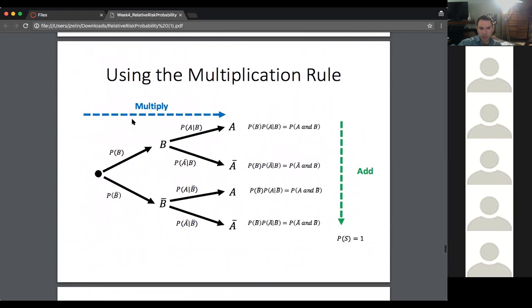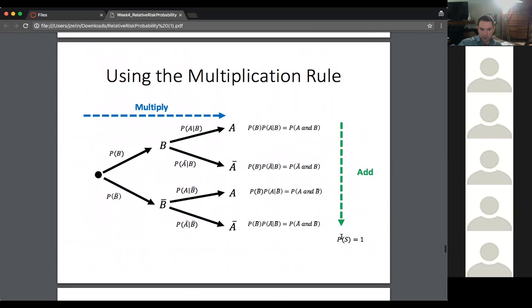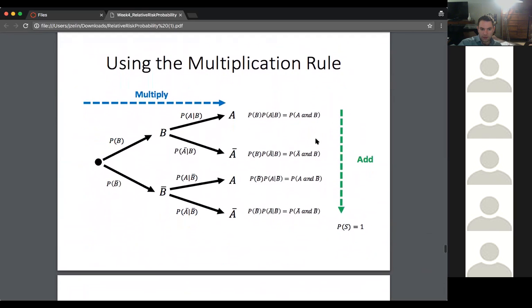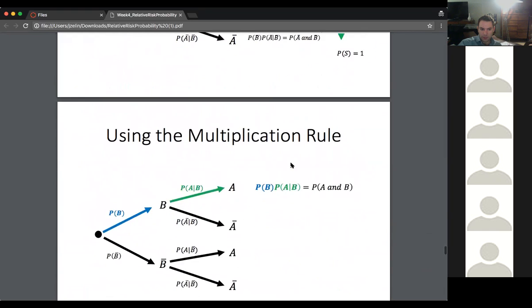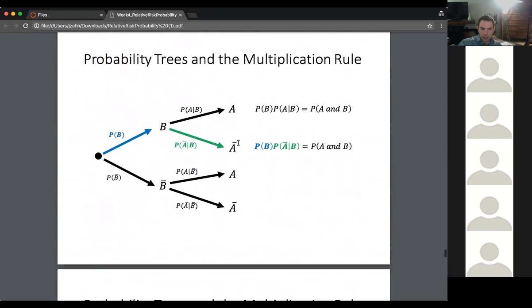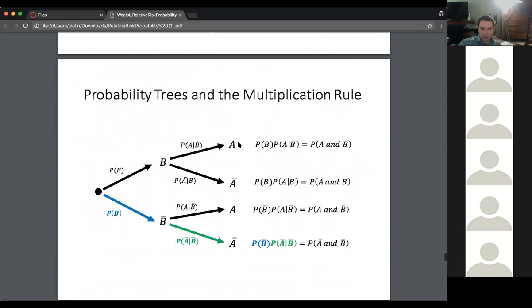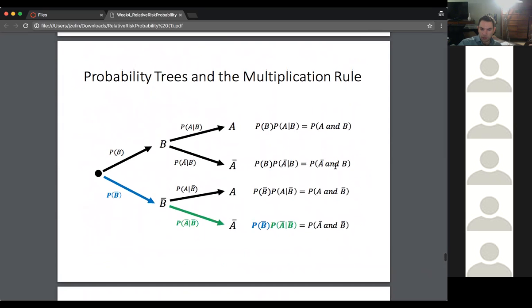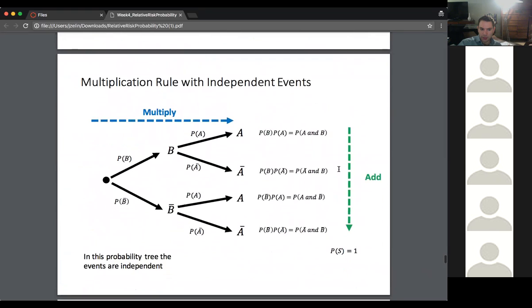And then you can simply use the multiplication rule to multiply across, and if you ever need to, you can add going from top to bottom to get your total sample space, or if you just want to add these two, you can do that and find the probability of that. So here we can see that if we're trying to calculate the probability of each of these, we can just multiply across and find those probabilities using the multiplication rule.